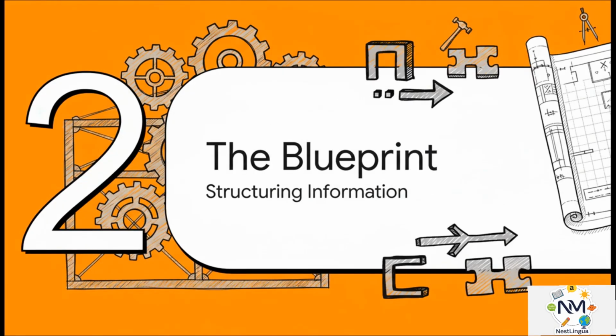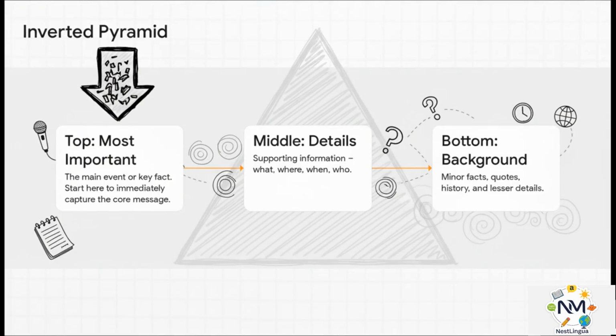Now it's time to look at the blueprint. Just like when you're building a house, a good report needs a really solid structure to hold everything together properly. A fantastic tool for this comes straight from the world of journalism. It's called the inverted pyramid. The idea is simple, but it is so powerful. You put the most critical information, the stuff your reader absolutely has to know, right at the very top. Then you start adding the important supporting details. And finally, you finish up with the extra background context at the end.